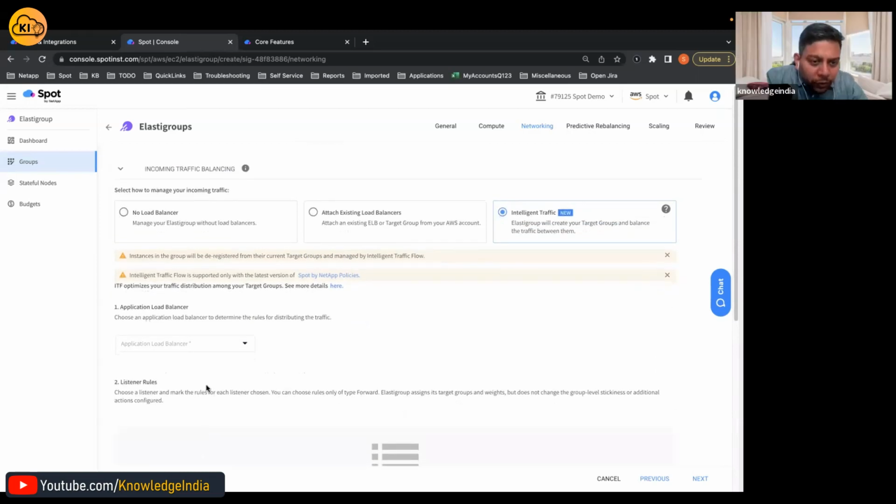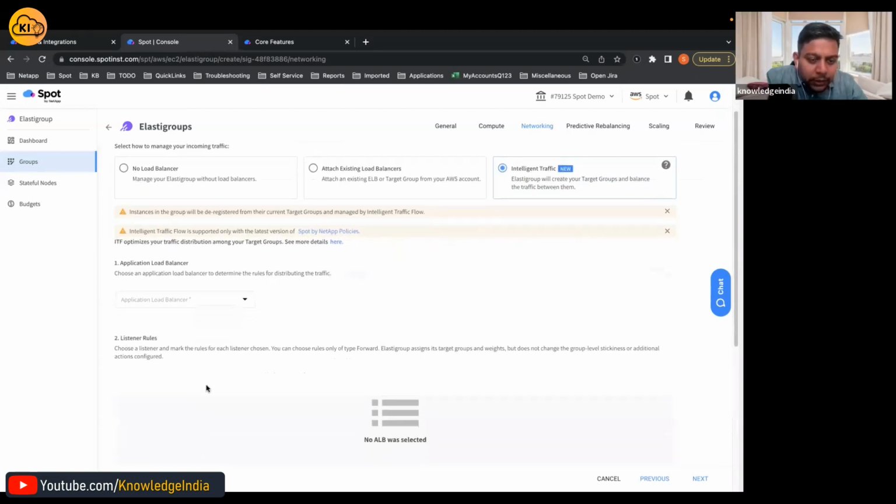So what it is showing at the top is that if you go with this intelligent traffic option, it won't use the existing target groups where the instances are currently. Rather, yes, you have to create different target groups, where it can bifurcate your load.